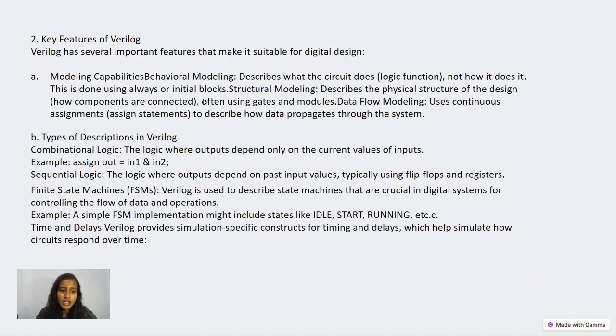Types of descriptions in Verilog. Combinational logic. The logic where outputs depend only on the current values of inputs. Example: assign out = in1 & in2. Sequential logic. The logic where outputs depend on past input values, typically using flip flops and registers. Finite state machines. Verilog is used to describe state machines that are crucial in digital systems for controlling the flow of data and operations. Example: a simple FSM implementation might include states like IDLE, start, running, etc. Time and delays. Verilog provides simulation specific constructs for timing and delays, which help simulate how circuits respond over time.